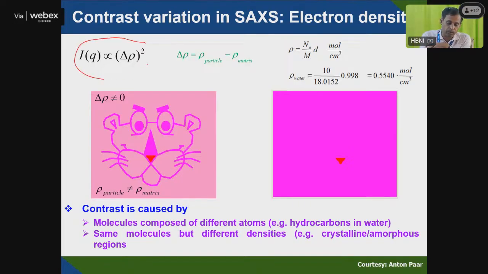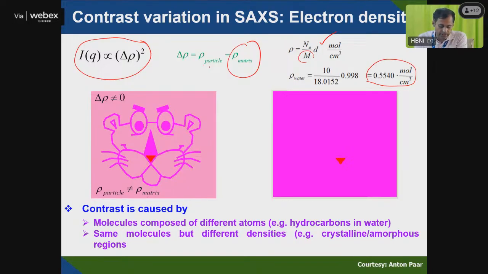That means I(Q) is proportional to (Δρ)². Here ρ is equal to ρ of the particle minus ρ of the matrix. So this ρ here is N_A times Z by M times d, that is, the Avogadro number, into the molecular weight, into the density of the material. So if you calculate for water, the number of molecules that are there, you can calculate the ρ of water.